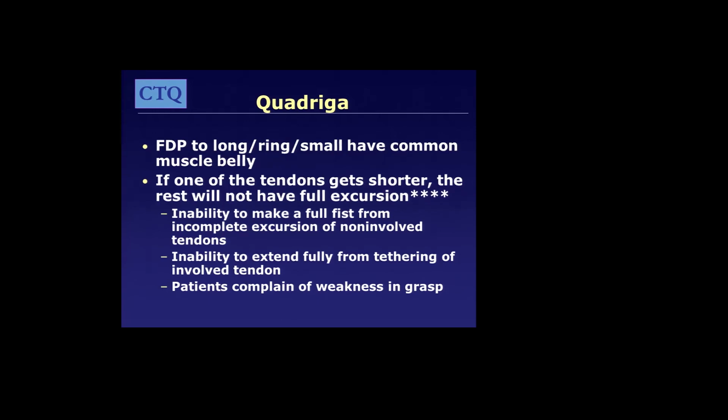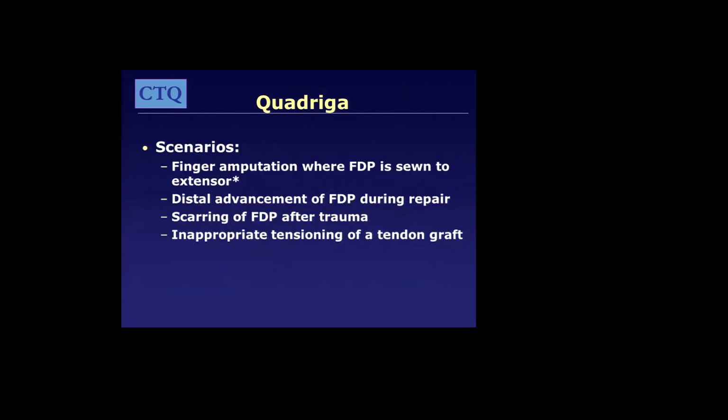Quadriga has to do with the fact that the long, ring and small fingers have the same common muscle belly, and so if one of the tendons gets shorter, you will lose excursion of all of the other fingers. Patients will typically present with an inability to make a full fist from incomplete excursion of the uninvolved tendons or inability to fully extend due to tethering of the involved tendon. Patients will complain of weakness in grasp.